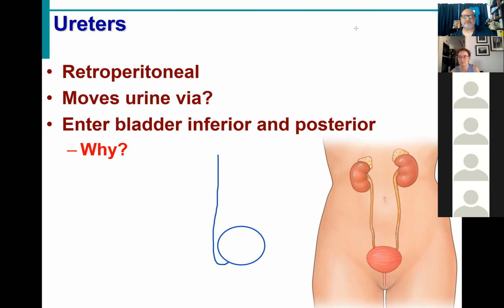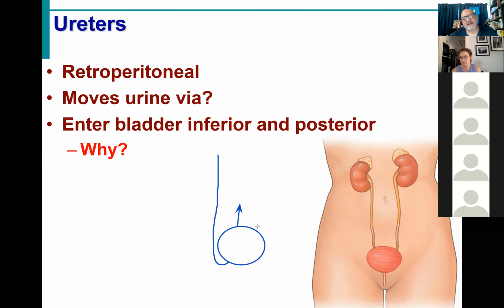When giving birth, maybe. True. It could be because of giving birth. Remember, also it's retroperitoneal, so it could be useful that way. What else? I like keeping them out of the way for birth. That's definitely an important thing. But remember, there's two other issues as well.